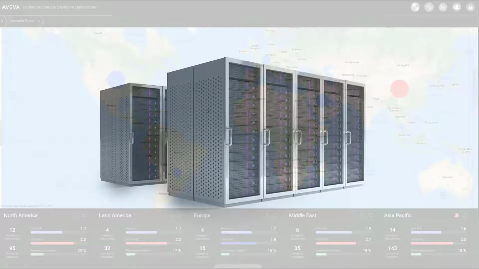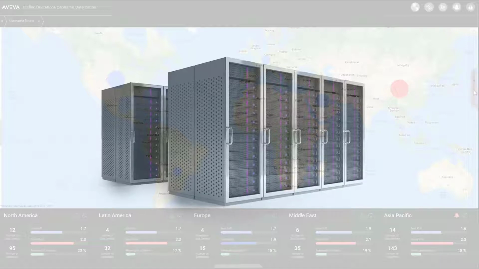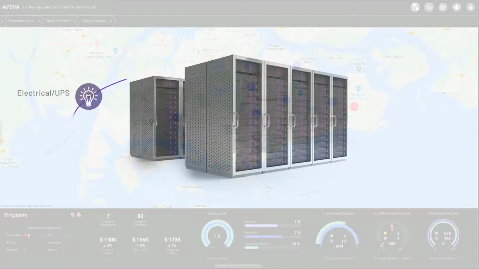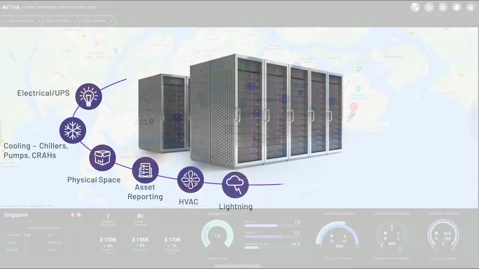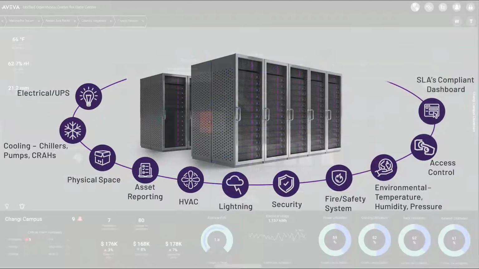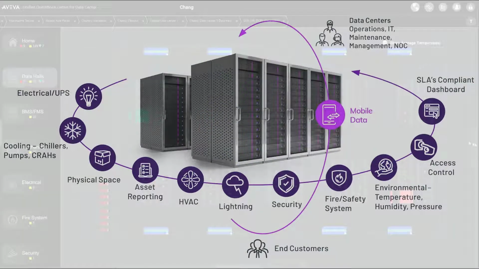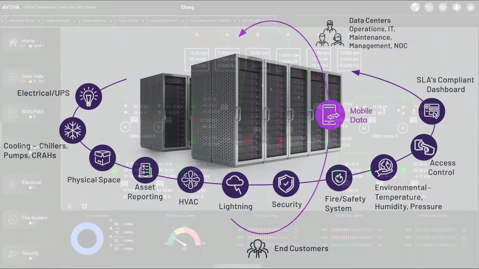From a single pane of glass view, AVEVA Unified Operations Center for Data Centers allows owners and operators to monitor key KPIs and gain greater insight to live operations around the world. The solution is hardware and software agnostic, with the ability to consume and share data from third-party vendors, and can be applied to new building construction or existing software and hardware infrastructure in use today.